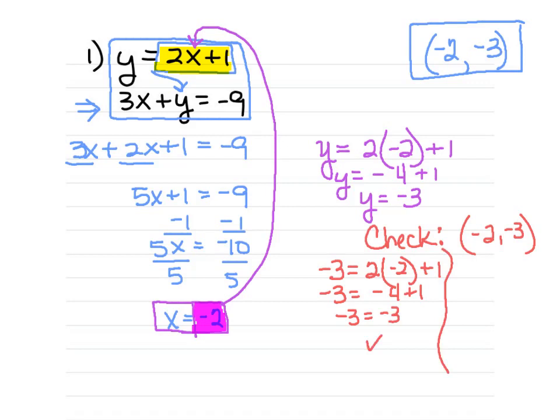Let's now check the second one. 3 times x, which is negative 2, plus negative 3 is supposed to equal negative 9. Well, let's see. 3 times negative 2 is negative 6, plus negative 3 equals negative 9. Negative 6 plus negative 3 is negative 9, equals negative 9, and it checks out. So you can always check to make sure that your solution is correct.